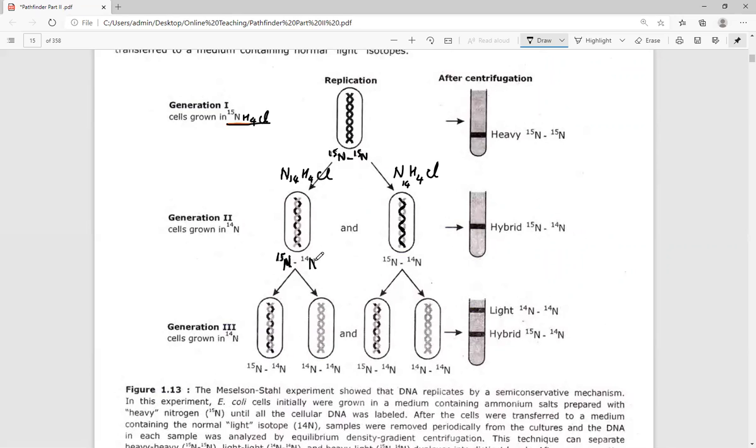N15, N14 type. And the last one, when again it is grown in ammonium chloride, NH4Cl, that too with N14, it will remain N14, N14 type, N14, N15 type, N14, N15, and N14, N14. So what you conclude from this diagram is that only one strand of the parental DNA is being copied, and another strand of the daughter DNA is being produced.